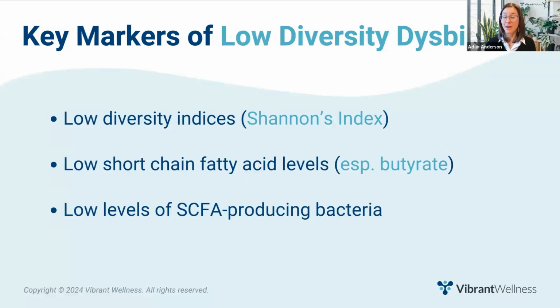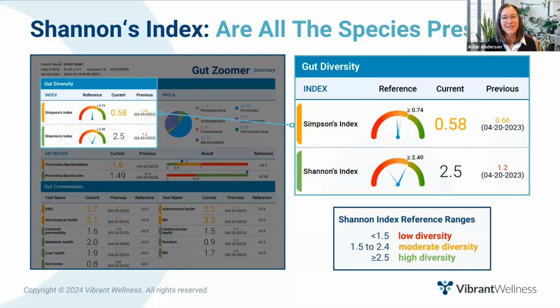Low diversity dysbiosis is characterized by low diversity indices such as the Shannon's index, low short-chain fatty acid levels, especially butyrate, and a deficiency of short-chain fatty acid-producing bacteria, including keystone species like Roseburia intestinalis and Faecalibacterium prausnitzii. Now, all ecosystems have strength in diversity, and low gut diversity is correlated with many chronic diseases.